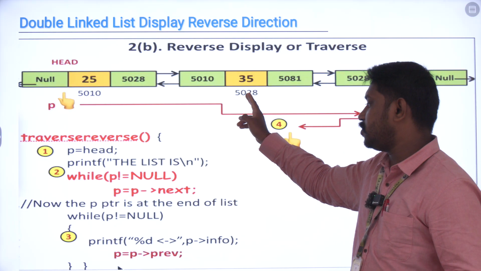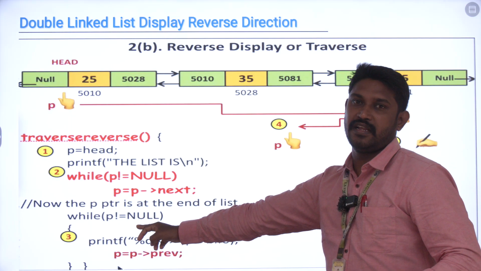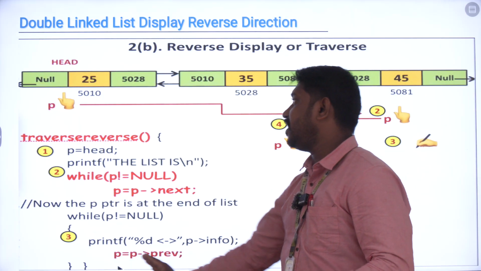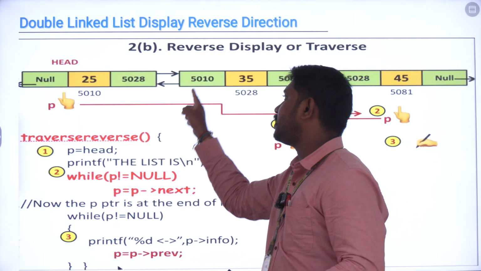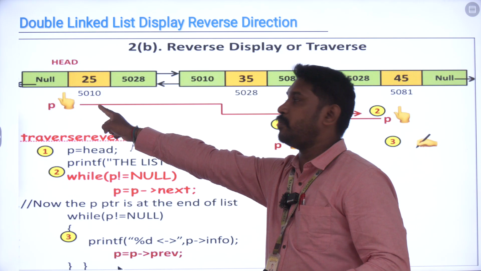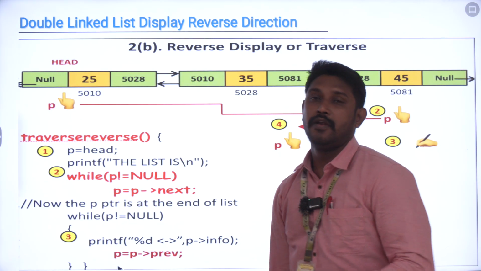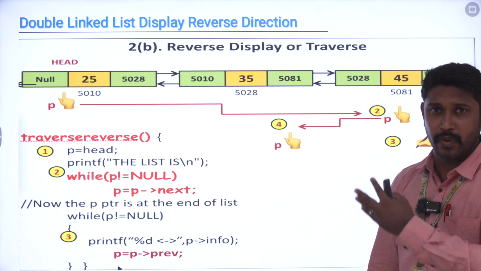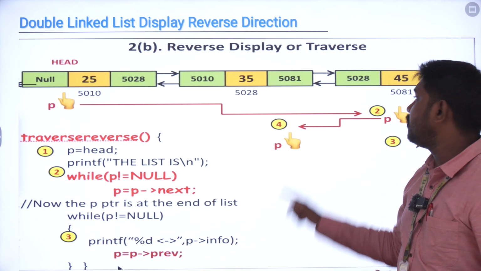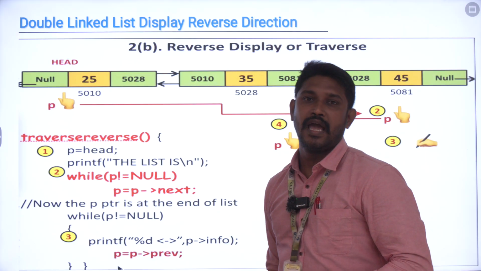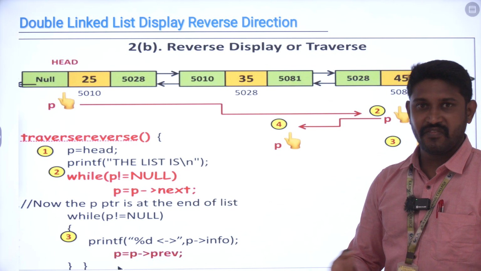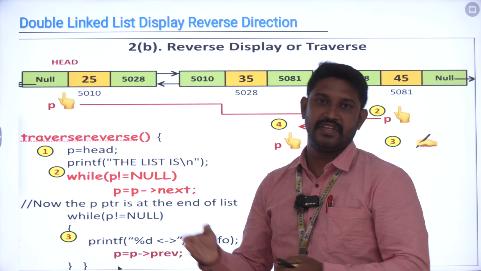Once the pointer has moved here, in the second iteration the condition is true. It will print 35. Next, P is equal to P of previous. With the help of this previous address, it is going to move this pointer here, and 25 will be displayed. This is how the pointer moves in the backward direction with the help of the previous address, and this is how the values are printed in the reverse direction.